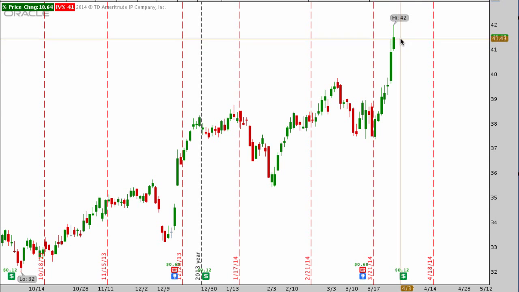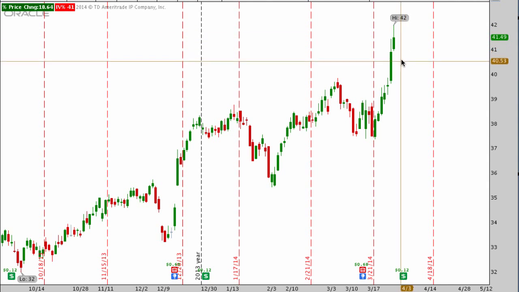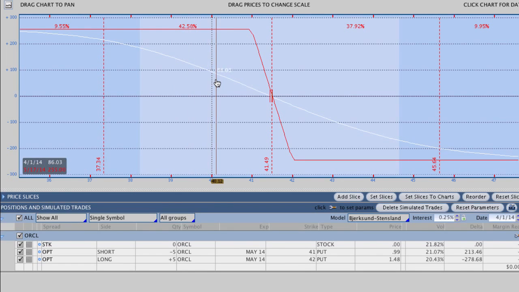They clearly started to unwind it at 42 today, which is the high. And so all we would need to see is a move down to 41 or even 40.50, and we'd see a nice return on our investment for this position.